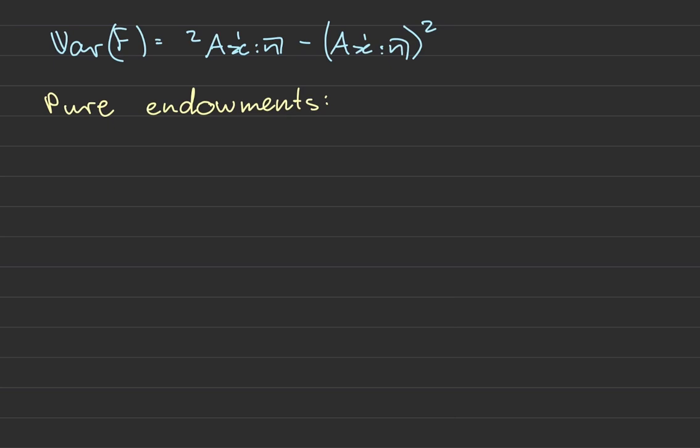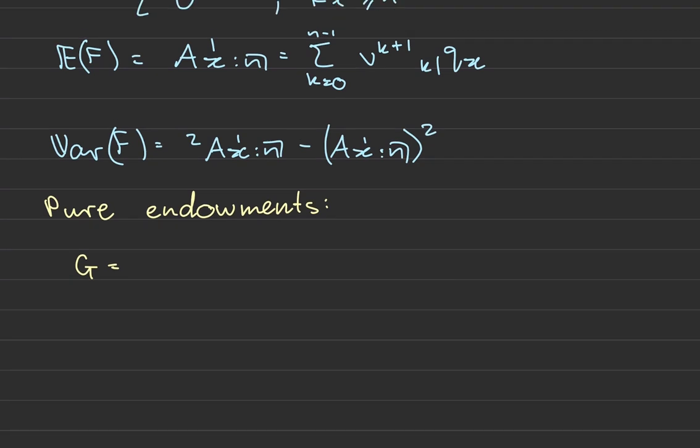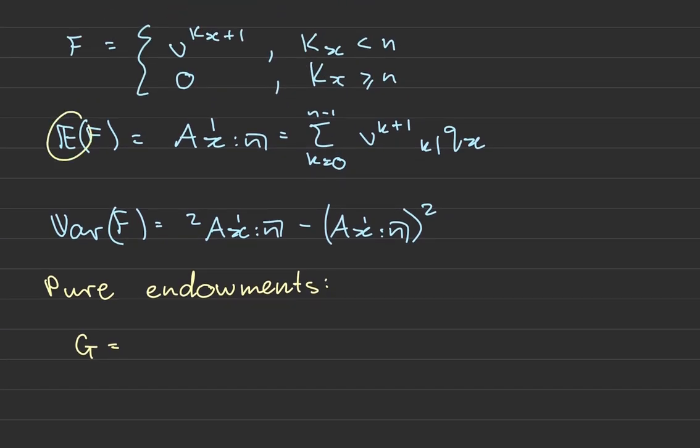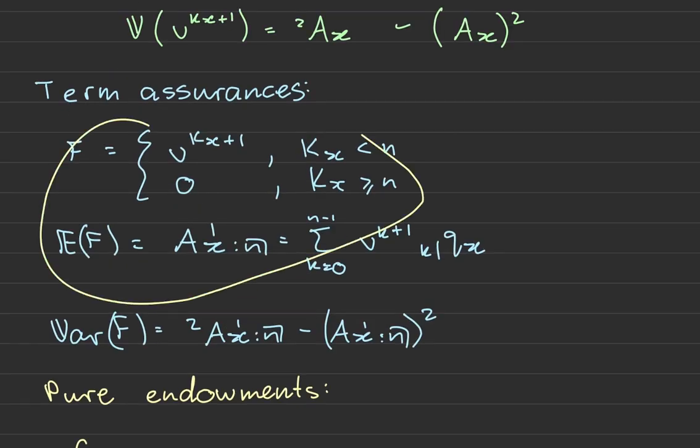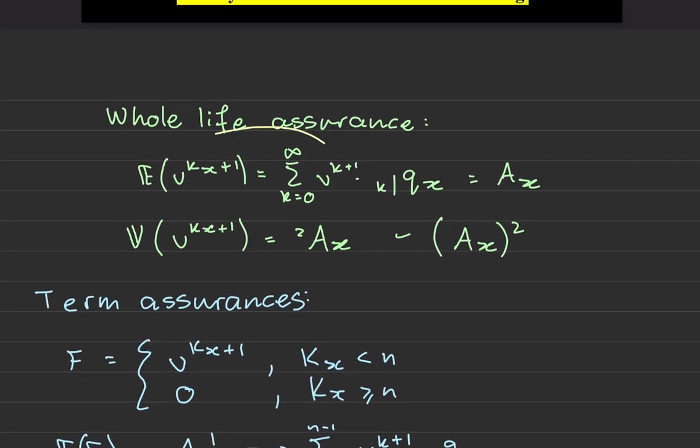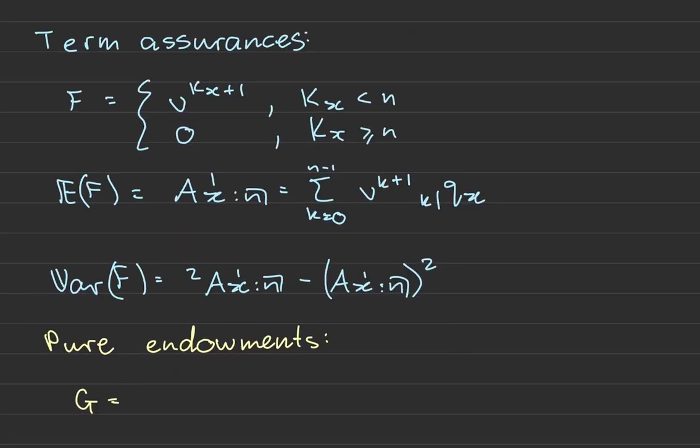So let's represent this with random variables, present value random variables. So I'm going to let this random variable be g for the present value of a pure endowment contract. Note I said present value, not expected present value. I only get the expected present value once I take the expectation of the present value random variables, as I've done for term assurance contracts and for whole life assurance contracts.